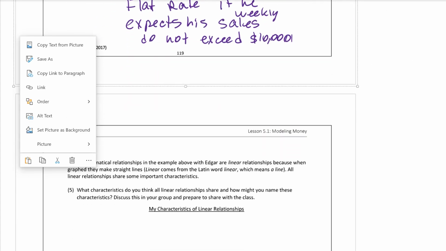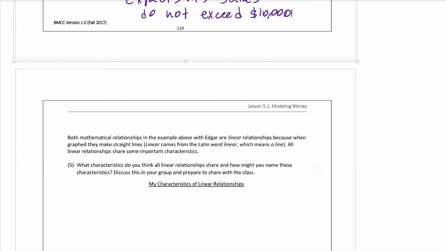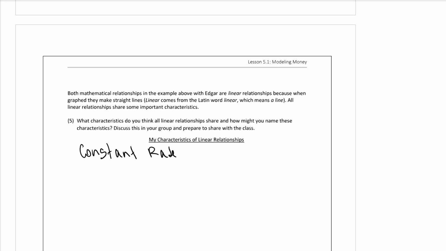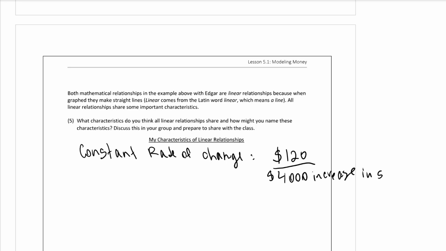I would like to write this over here where it says what are the characteristics. One of those characteristics is a constant rate of change. And in this case, it is $120 for every $4,000 increase in sales.